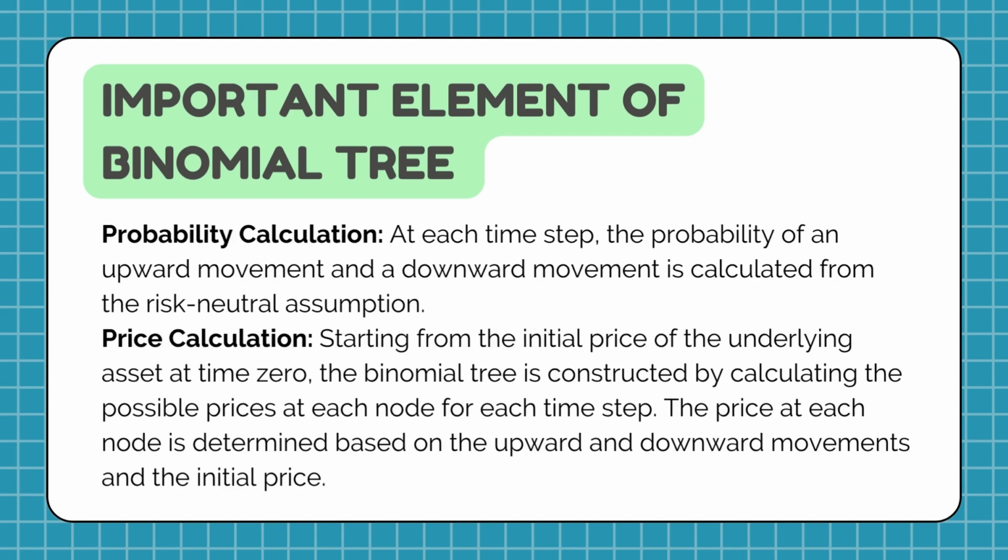Probability calculation: at each time step, the probability of an upward movement and downward movement is calculated from the risk-neutral assumption. The price calculation: starting from the initial price of the underlying asset at time 0, the binomial tree is constructed by calculating the possible prices at each node for each time step. The price at each node is determined based on the upward and downward movement and the initial price.